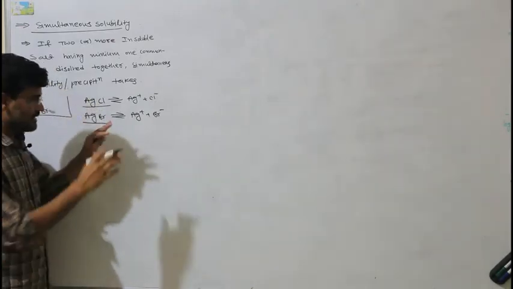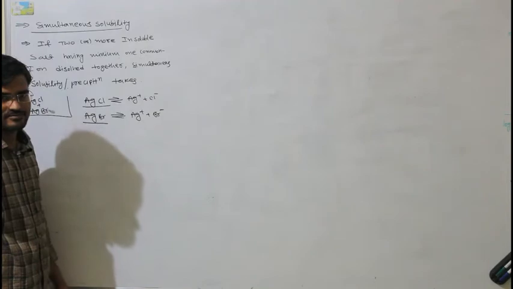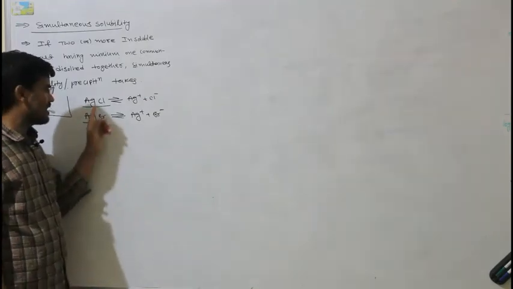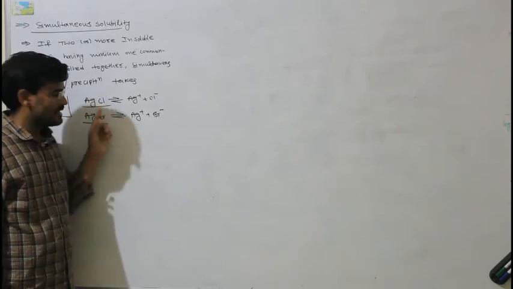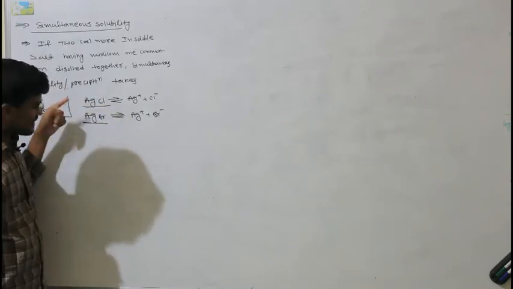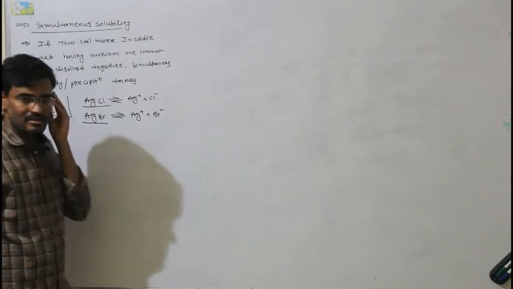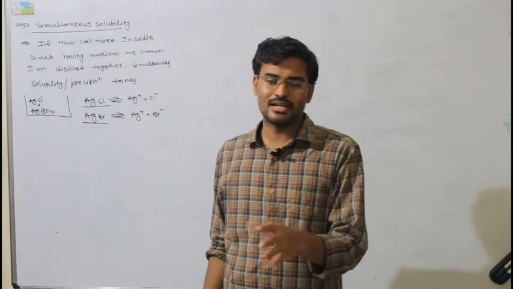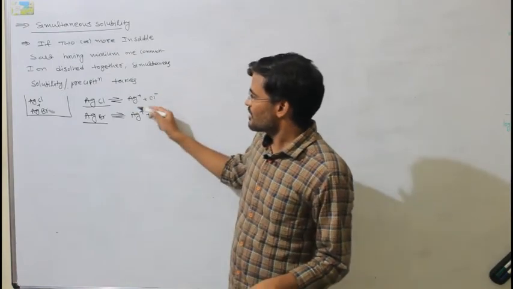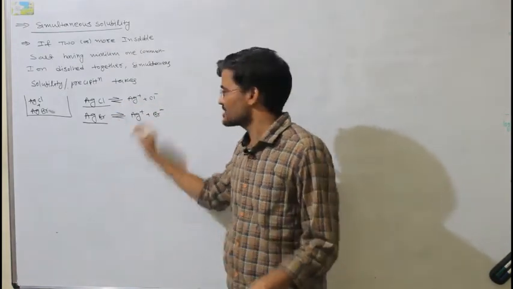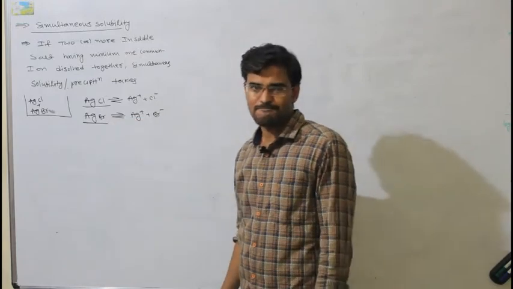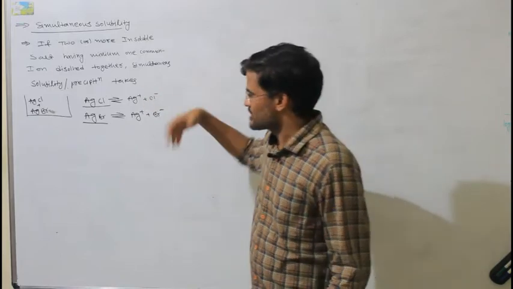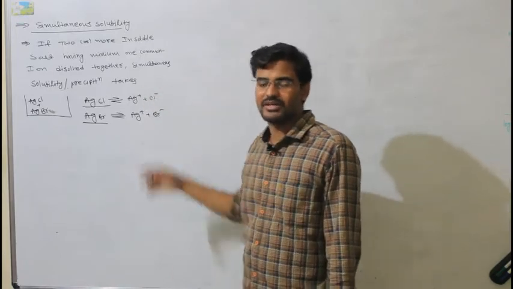What are they going to do? Each other they are acting as a common ion. Silver bromide suppresses the solubility of AgCl, and AgCl suppresses the solubility of AgBr, so that their solubilities will decrease. This is called simultaneous solubility, or they suppress themselves and are precipitating. So we can also call it simultaneous precipitation. Each other they are precipitating: silver chloride precipitating the silver bromide, and silver bromide precipitating the silver chloride.